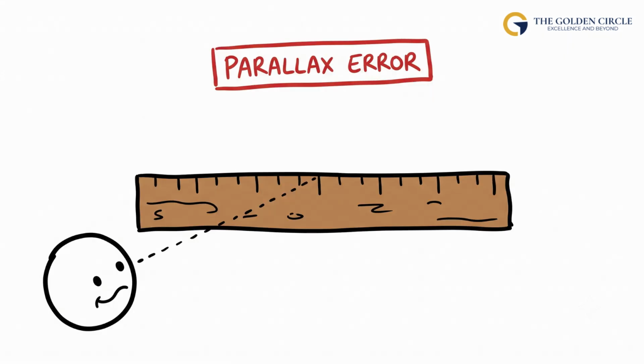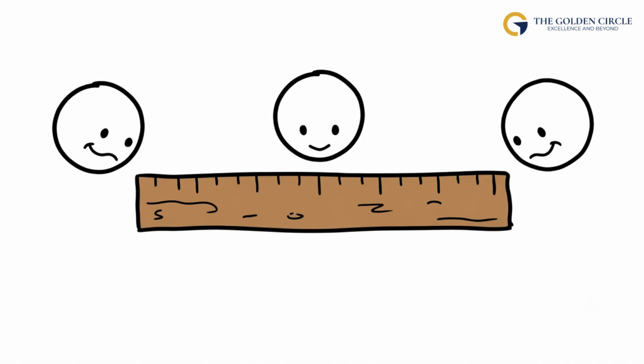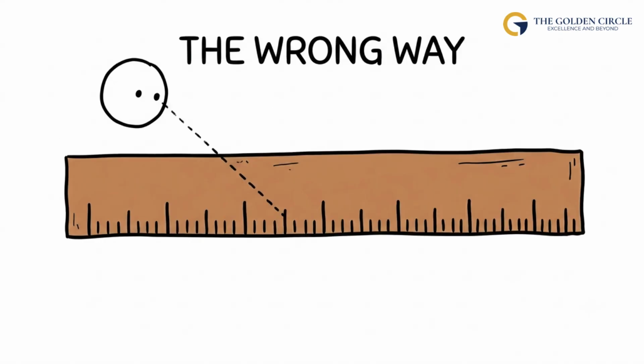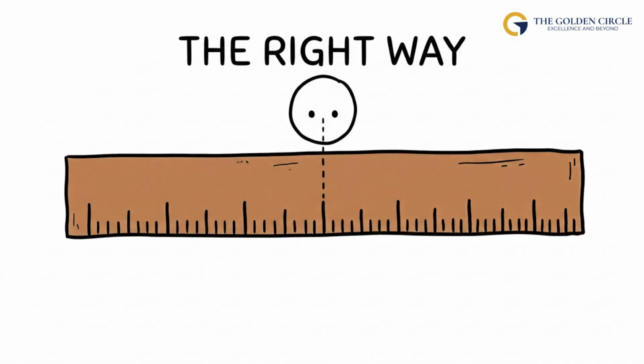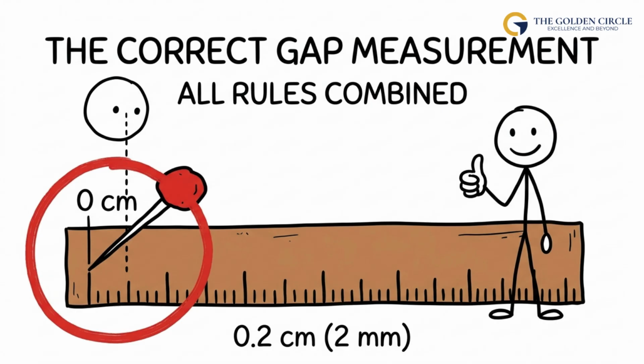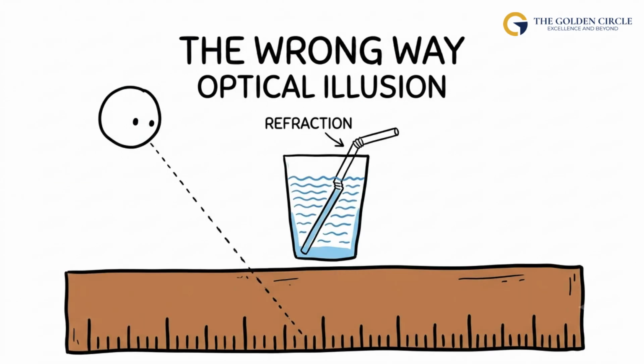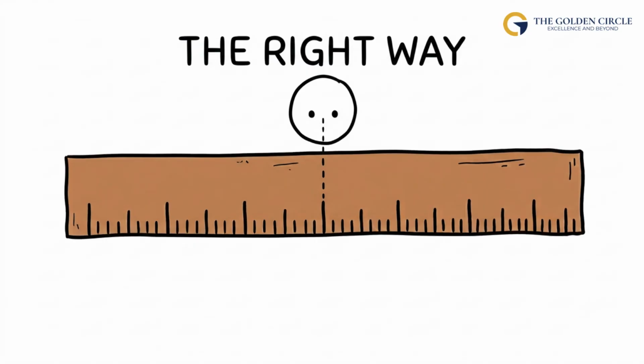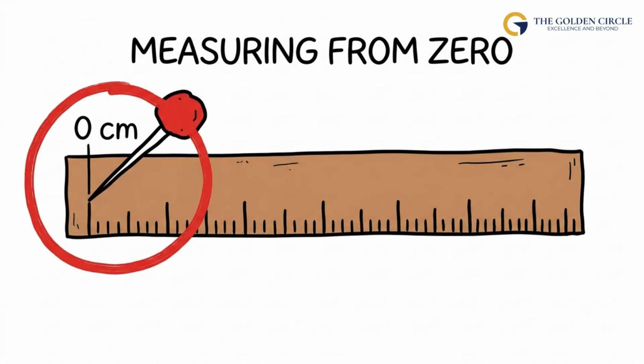Parallax error. Imagine 3 people looking at the same ruler reading, one from the left, one from directly above, and one from the right. Believe it or not, all 3 will read different numbers. Only the person looking straight down, directly above the marking, gets the correct reading. Looking from an angle bends what your eye perceives, just like how a straw looks bent when it's dipped in a glass of water. So the golden rule is, eye directly above the mark, object starting exactly at 0.